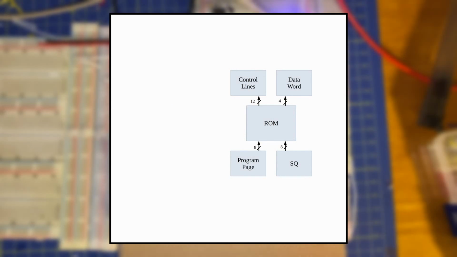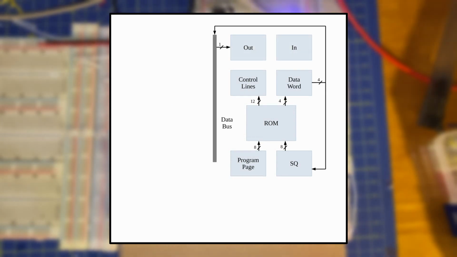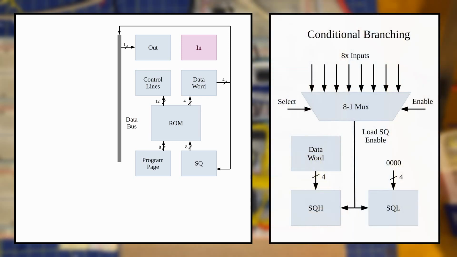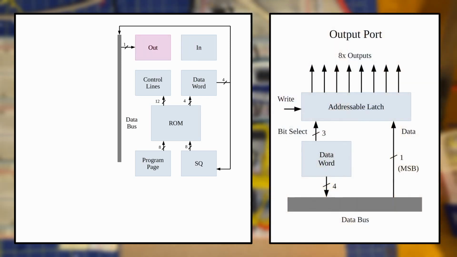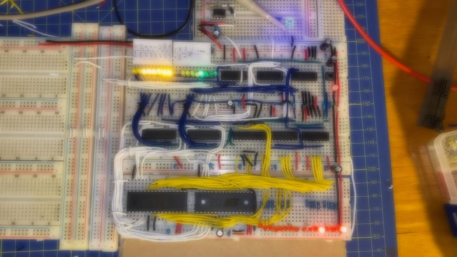The next step was adding input and output to the computer. Inputs are selected by an 8-to-1 multiplexer, whose output is fed into the load enable of the sequencer. If the input is high, the upper nibble of the sequencer is set to the data word, and the lower nibble is reset to 0, giving rise to conditional branching. The program page remains unchanged. The computer outputs are controlled by an 8-bit addressable latch. A single bit can be addressed by the data word, and its state set or reset depending on the most significant bit on the data bus.